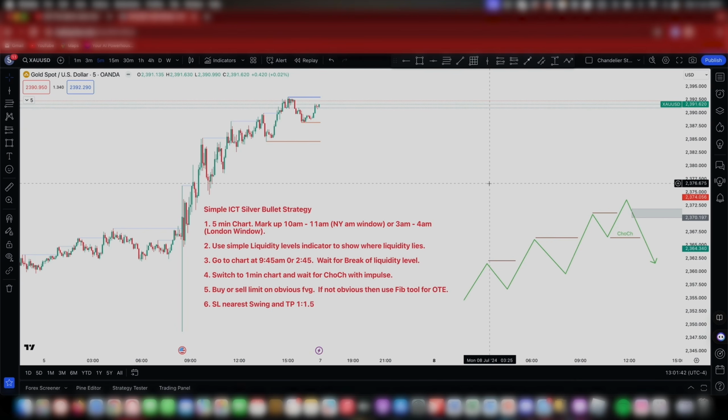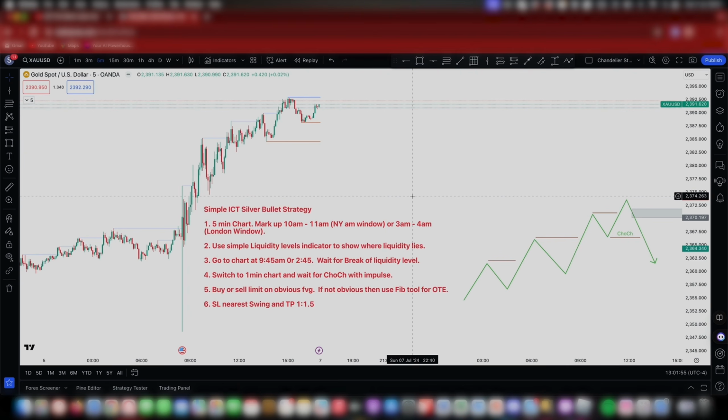If you're trading the New York, so if you're doing the New York silver bullet session, it's going to be 10 a.m. to 11 a.m. New York time, or you can trade the London silver bullet session, which is 3 a.m. to 4 a.m. Now that's the window where you're actually going to be taking your trades.